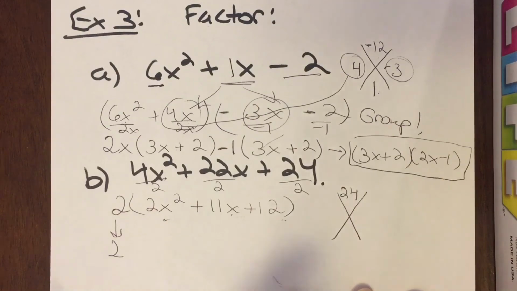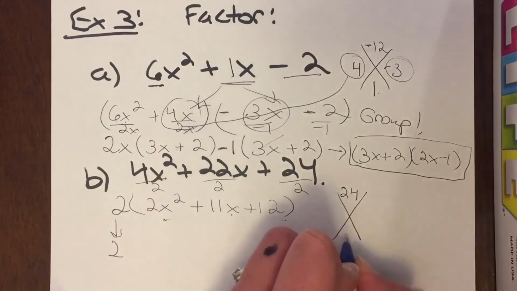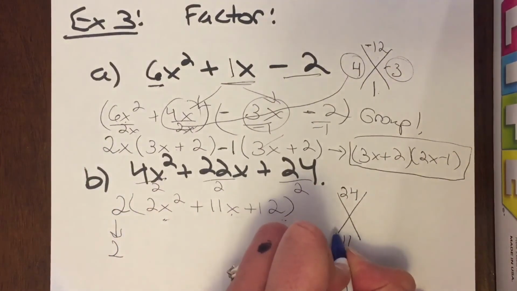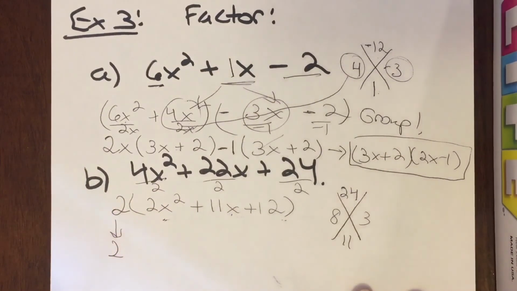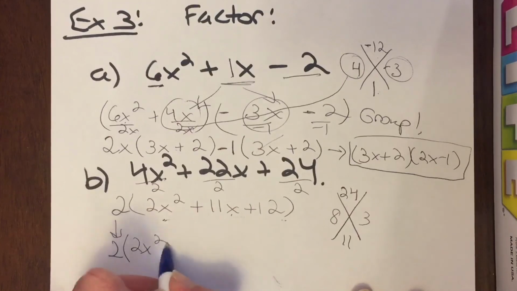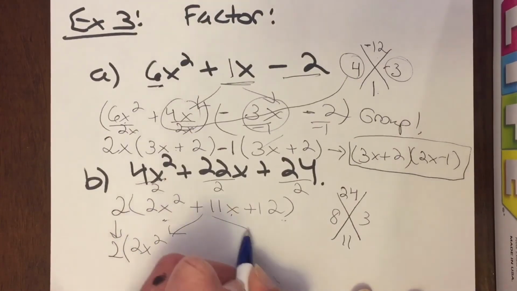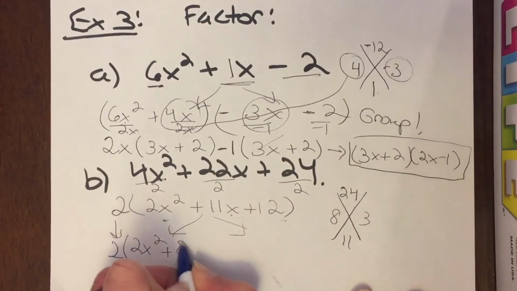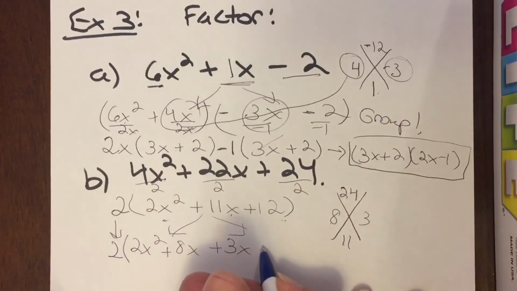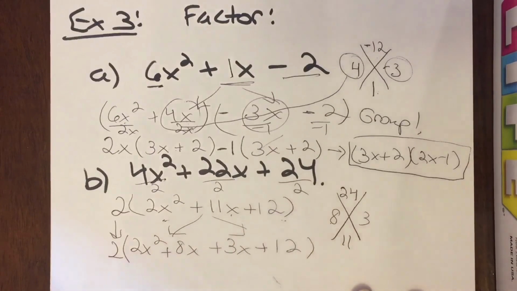And then I need factors of 24 that add to b, which is 11. So factors of 24 that add to 11. So I could do 8 and 3. Remember, don't go straight to your solution from here. Split the middle term. So 2x squared stays the same. And then this is where I split up 11x into plus 8x, using that one, plus 3x, and then plus 12.